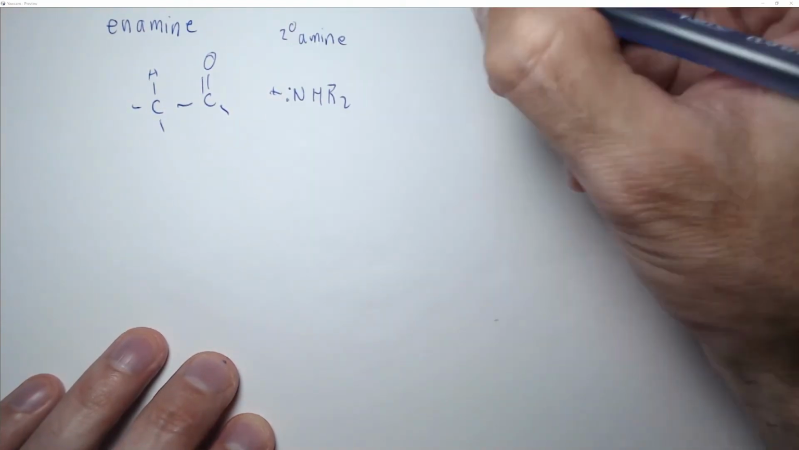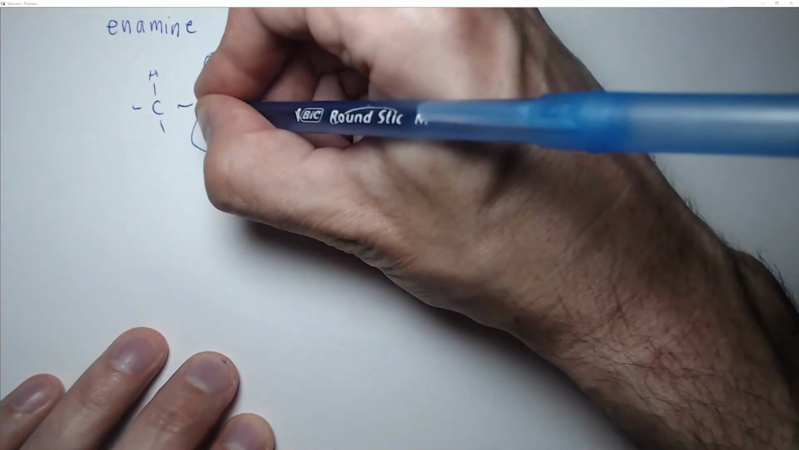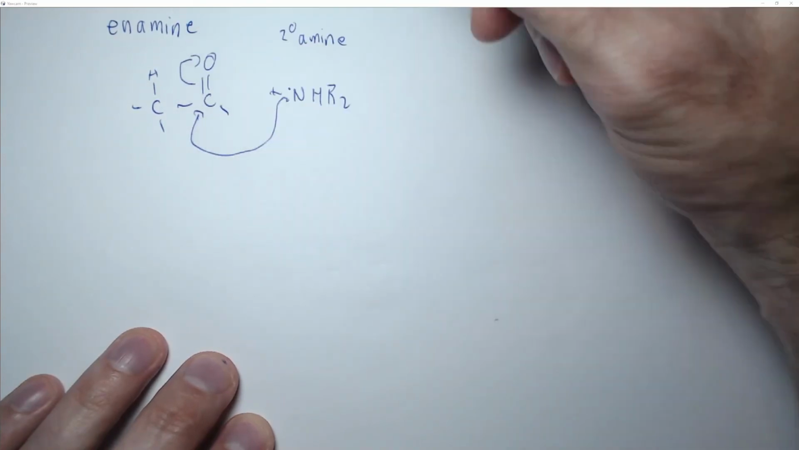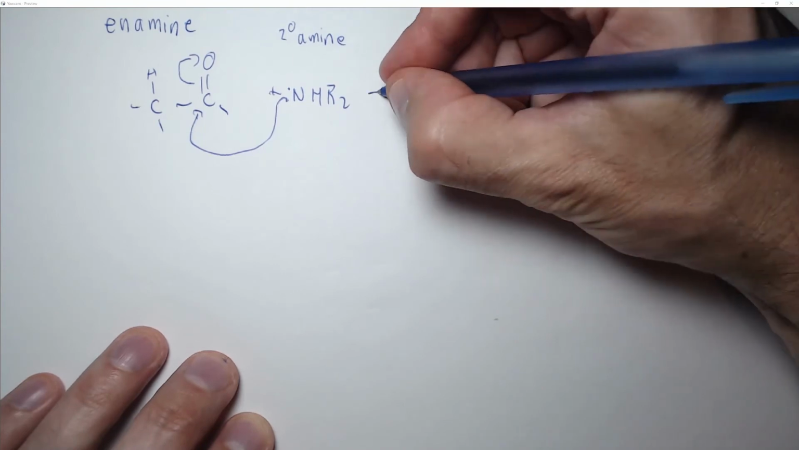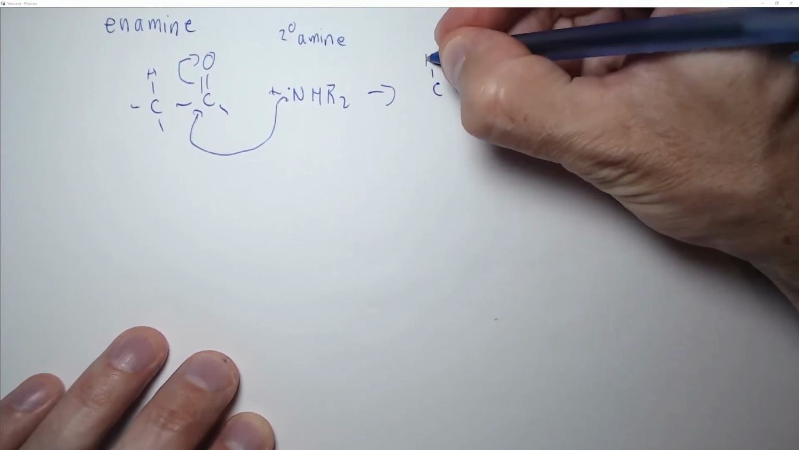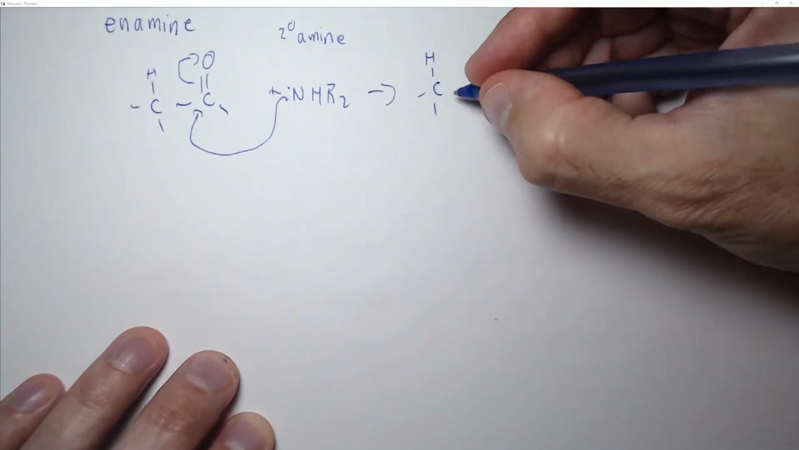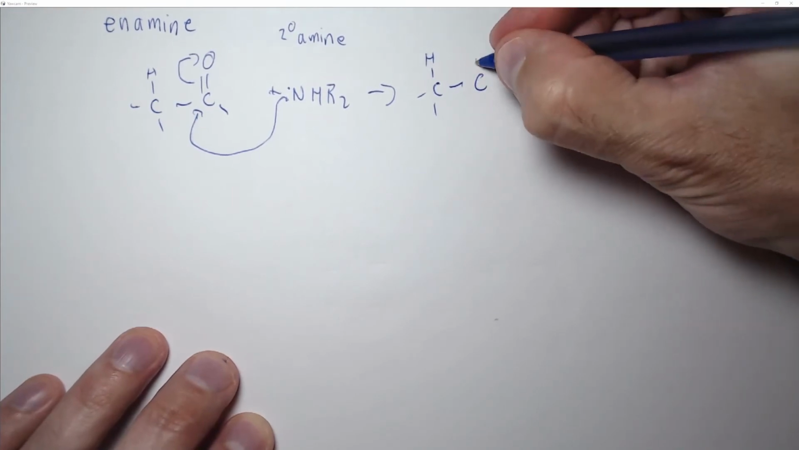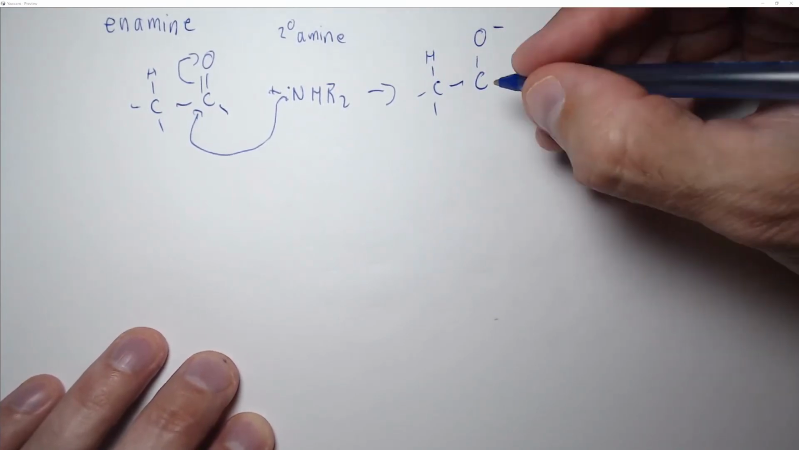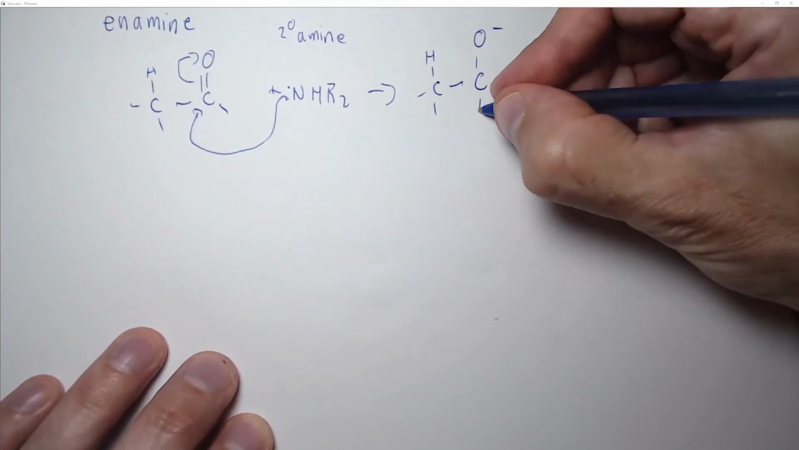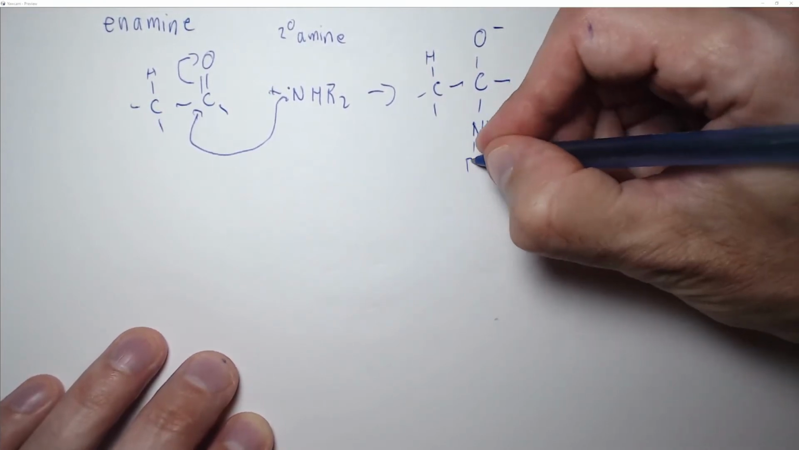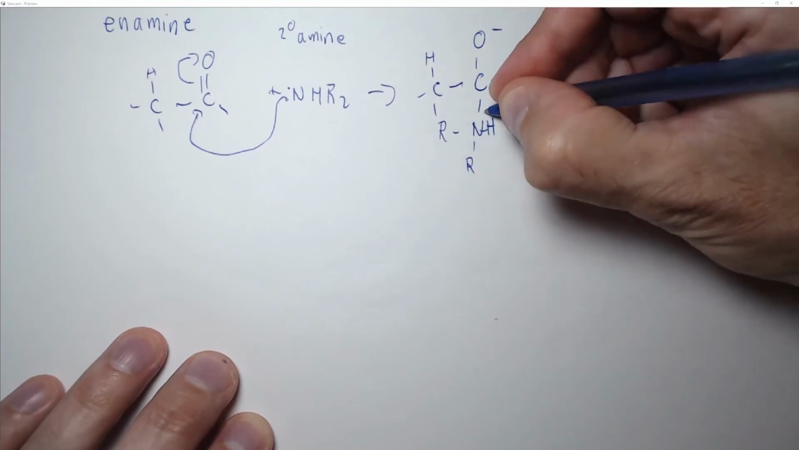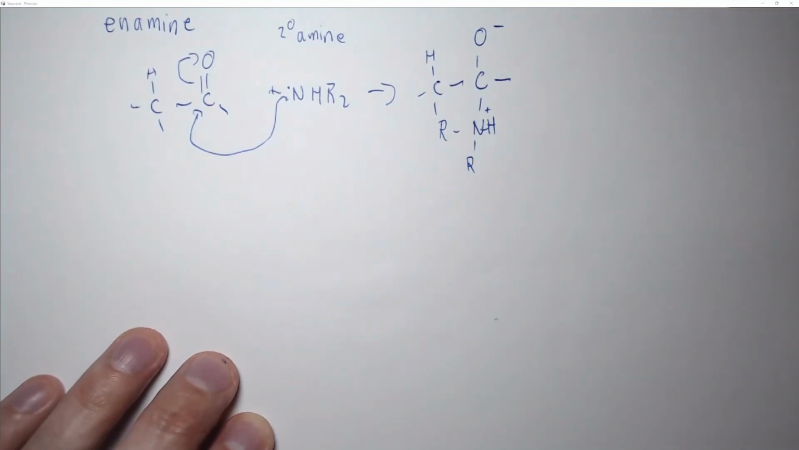This, again, has a lone pair on it. This N is the nucleophile. This gets kicked up. Same as before. All right, so what we end up with is C bond H, bonded to two other things, bonded to C, bonded to now O minus, bonded to one other thing, bonded to N, H, R, R, and this has a plus charge.